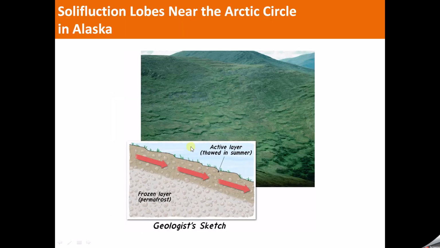Here's solifluction. We have a very frozen permafrost layer, and the top part, the active layer, goes through thawing in summer and freezing in winter. So that creates the solifluction undulated surface as you see it here. And this is in the Arctic Circle in Alaska. Solifluction loops.